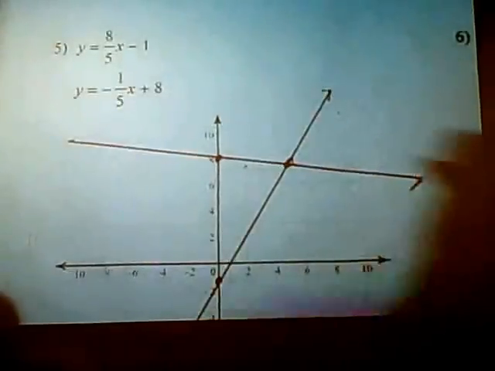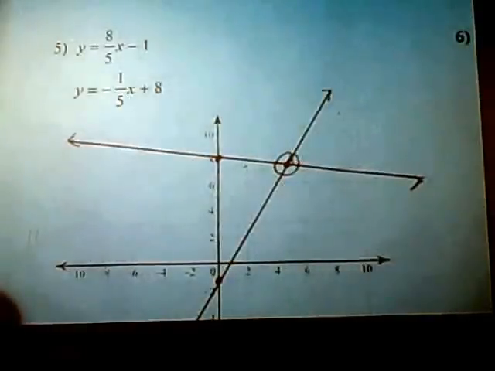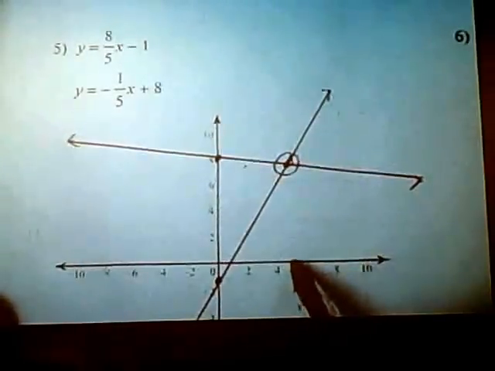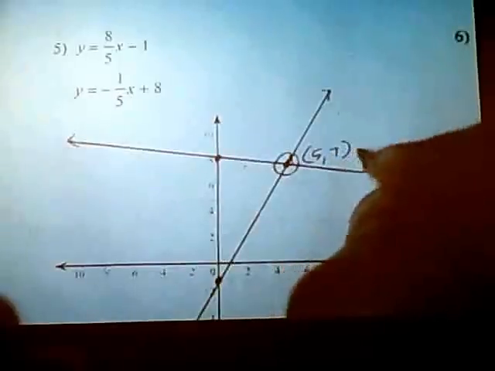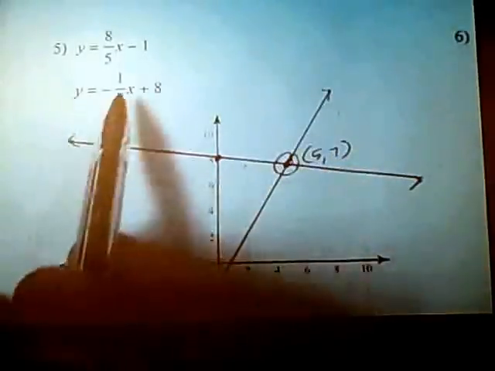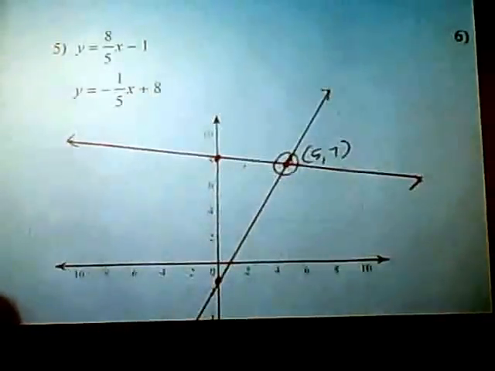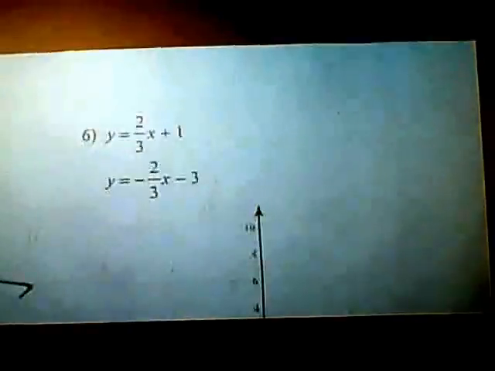Again, we already knew this was going to happen because we evaluated slopes, but we have an intersection. We want to make sure that we understand that that intersection is our solution. So we need to find out what that point is. If you go over here, you see you're going over 5 and then up 7. So our solution here is 5, 7. That is the solution to this system of equations.